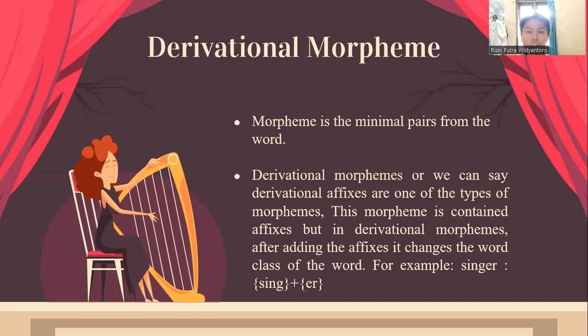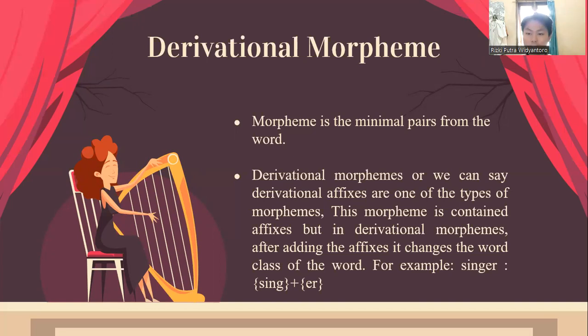Before we go deeper inside the presentation, we must know what a derivational morpheme is. But before that, there is the morpheme. What is a morpheme? A morpheme is the minimal unit of the word. In a word, there consists of the root and the affixes. In affixes, there are three types: suffix, prefix, and infix. So the root and affix are called morphemes. So this is a morpheme.